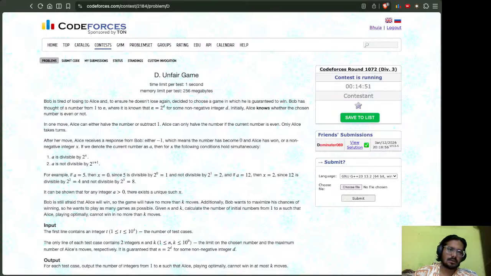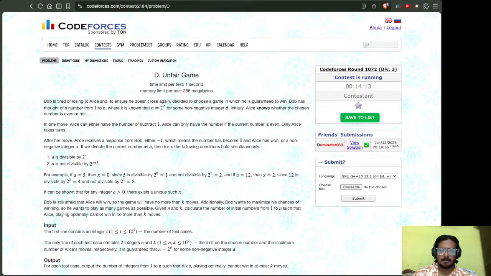Bob has thought of a number where it is known that n equals 2 to the power d for some non-negative integer d. Initially, Alice knows whether the chosen number is even or odd. In one move Alice can either halve the number or subtract 1. Alice can only halve the number if the current number is even. Okay. मतलब अभी हाफ नहीं कर सकता, बट -1 करने के बाद हाफ कर सकता है.